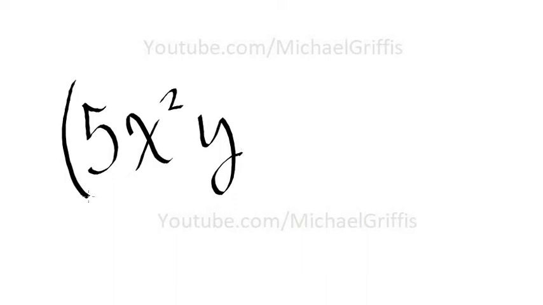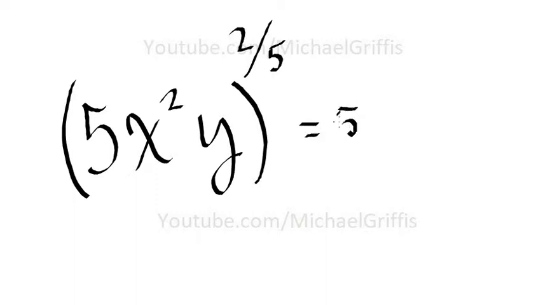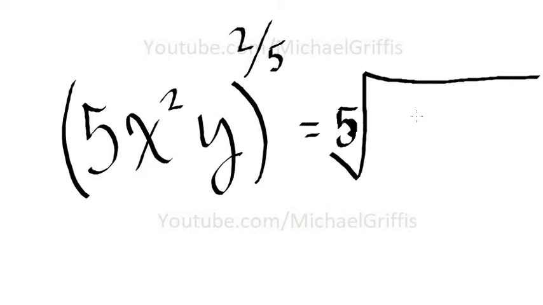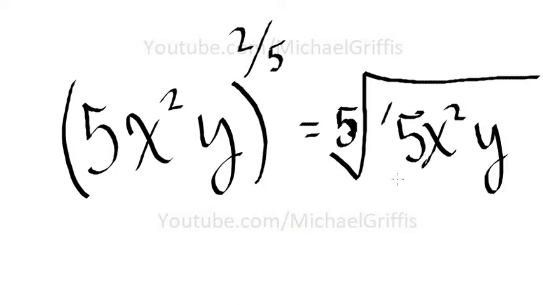Let's take a look at this one here. 5x squared y, and it's all raised to the 2/5. Okay, so this time it's going to be the 5th root of 5x squared y, and the whole thing squared.